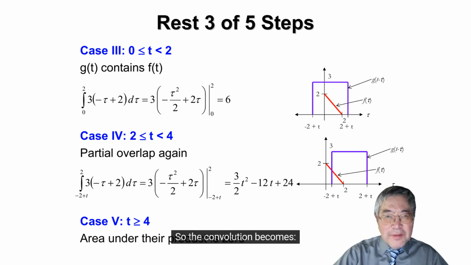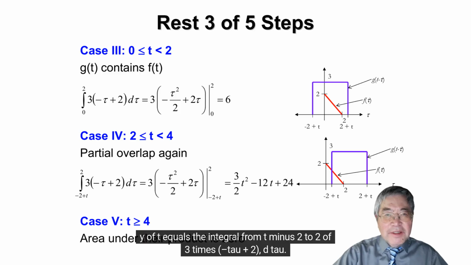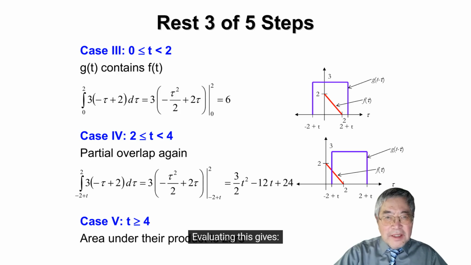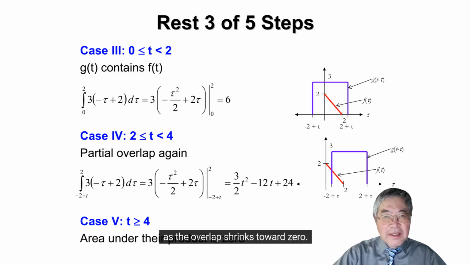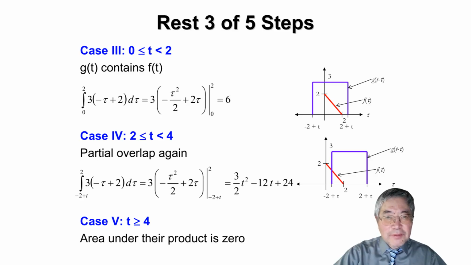So the convolution becomes y of t equals the integral from t minus 2 to 2 of 3 times negative tau plus 2 d tau. Evaluating this gives y of t equals 3 halves t squared minus 12t plus 24. This result traces out the descending part of the convolution curve as the overlap shrinks towards 0.